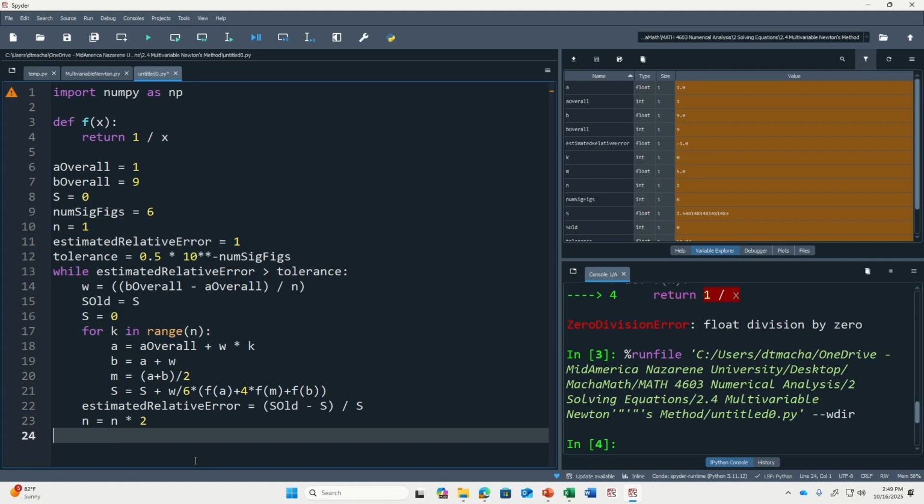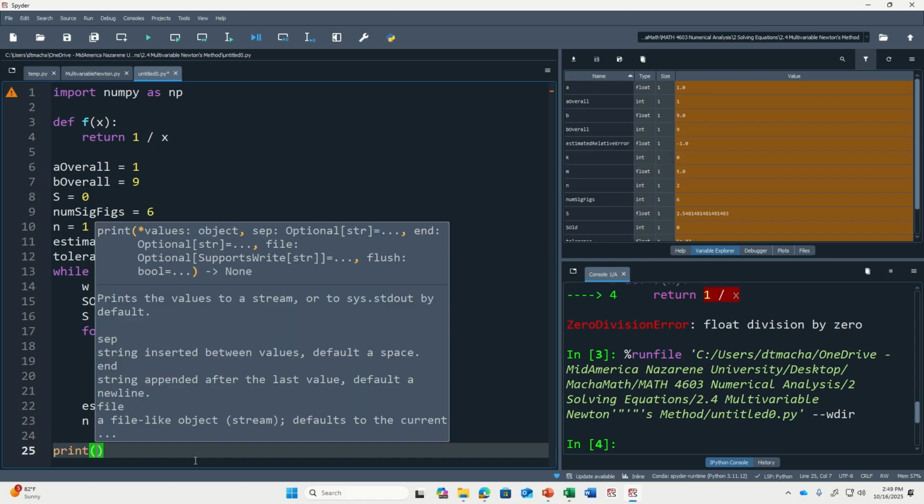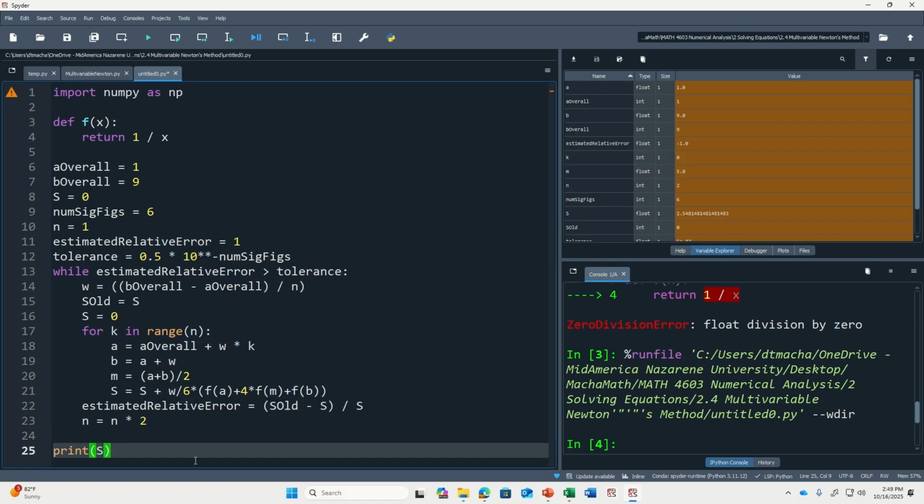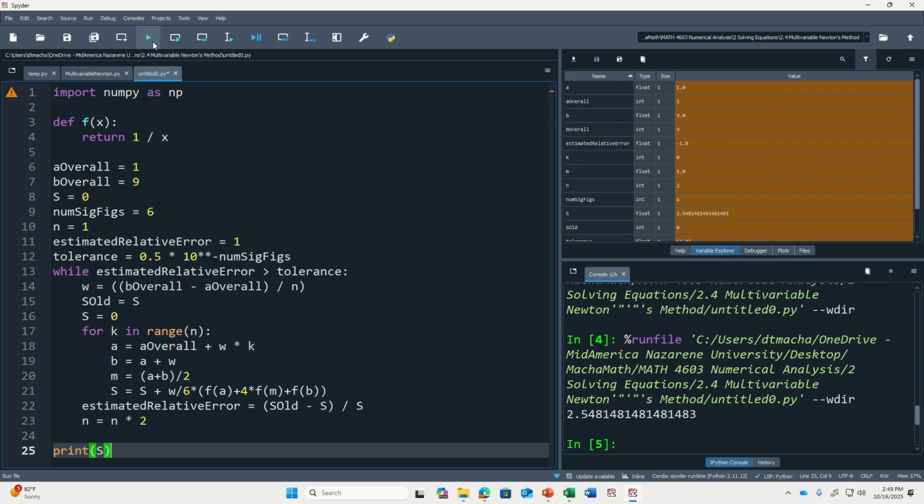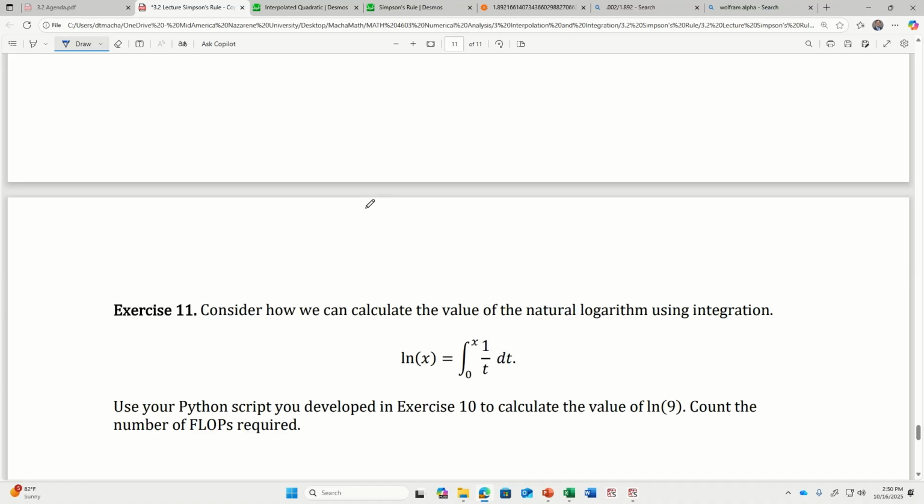I should also print the answer and see if I get the answer right. So the answer is going to be S. All right, 2.548148. That sounds reasonable. I like it. All right, so that's what it looks like.